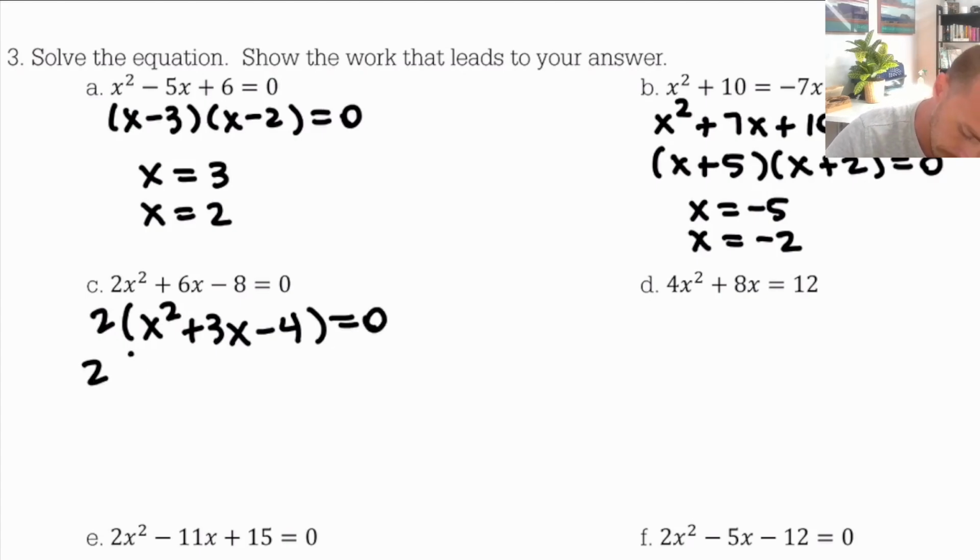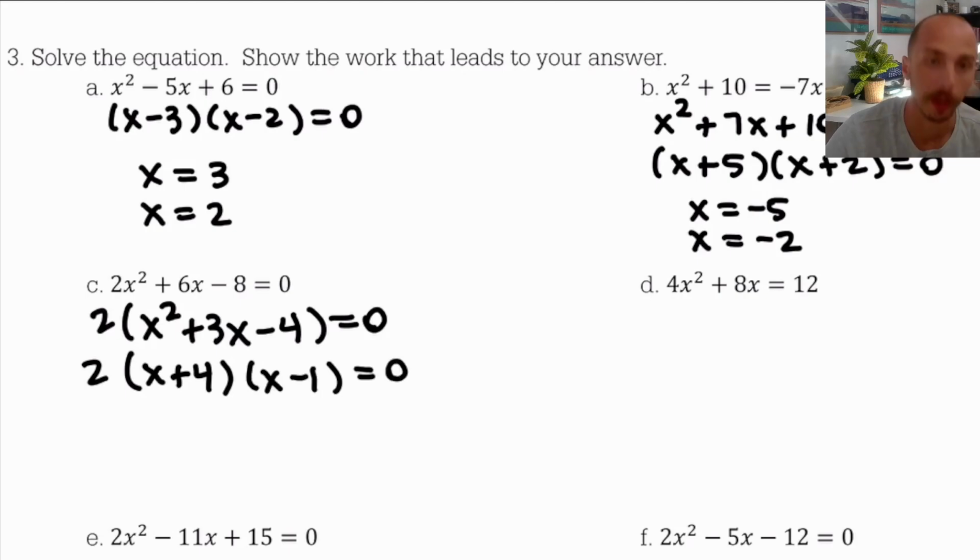That 2 there, but I'm going to think, what are two numbers that multiply to negative 4 while adding to 3? So it's going to be 4 and 1. If it's positive 3, it'll be positive 4 and negative 1. Got it fully factored. We can apply the zero product property and say, all right, well, one of these 3 things has to be 0.